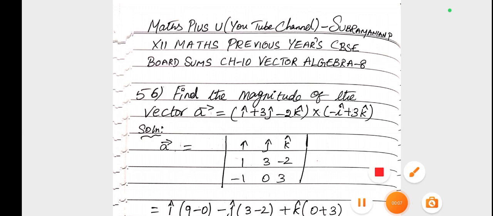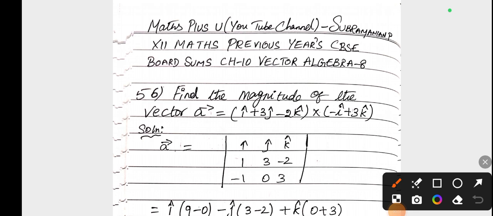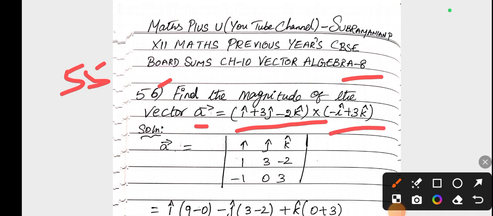Today we are continuing vector algebra. Already we have made 7 videos, in which we have covered 55 sums. Now the 56th sum. All are board sums. Find the magnitude of the vector a vector equals i cap plus 3j cap minus 2k cap cross minus i cap plus 3k cap. So we want to find this value by doing the cross product.